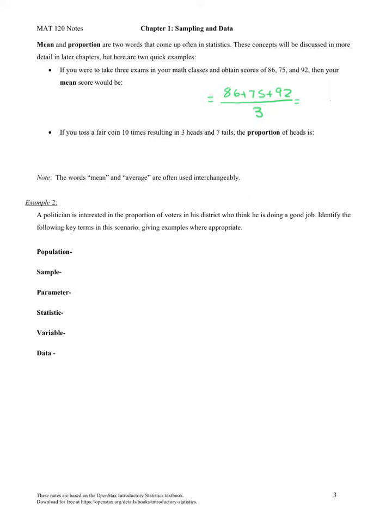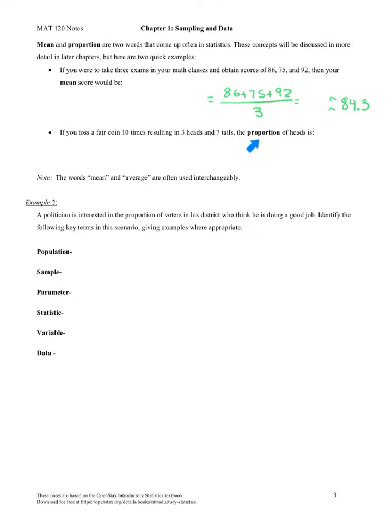And if we divide 253 divided by 3, we'd get about 84.3. These squiggly equal sign lines here, that indicates approximately, not exact.